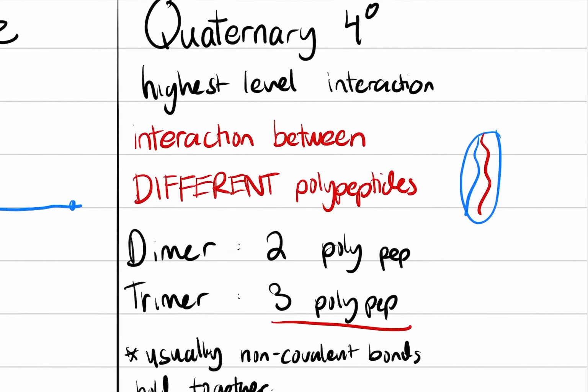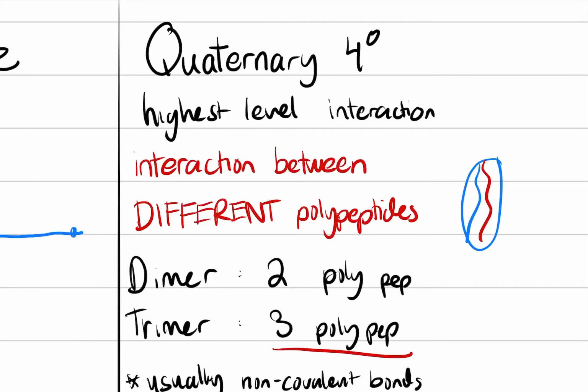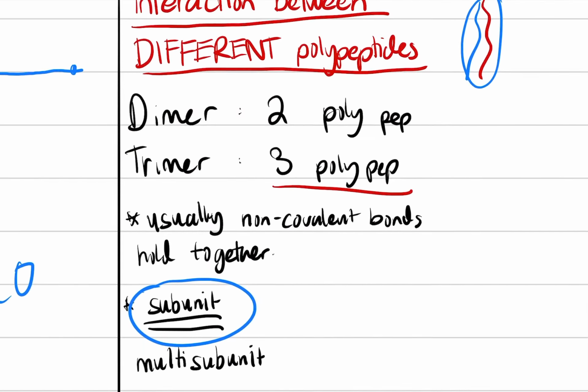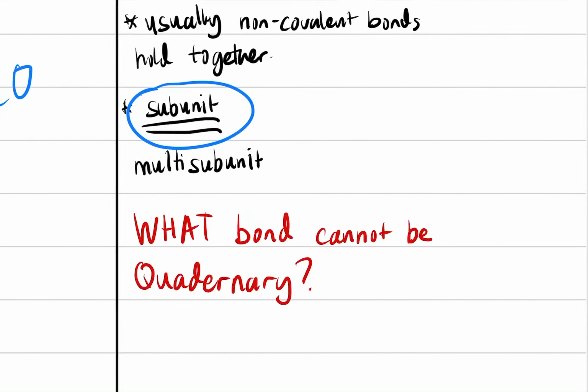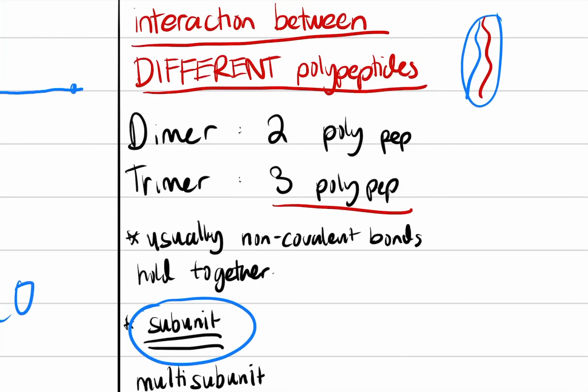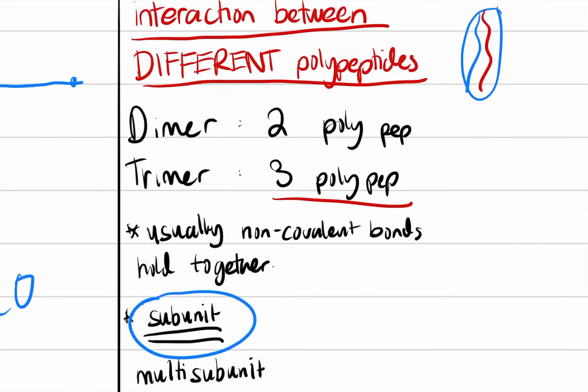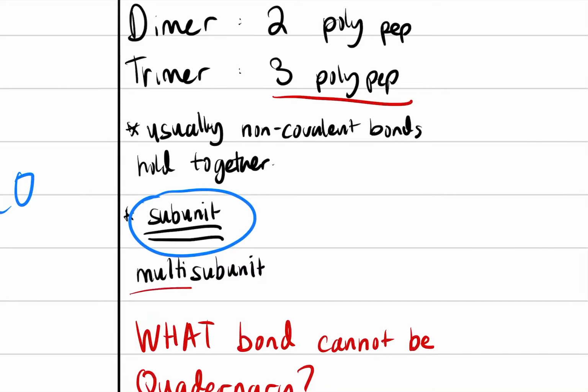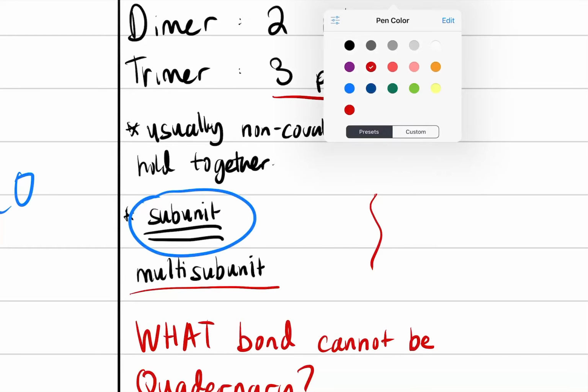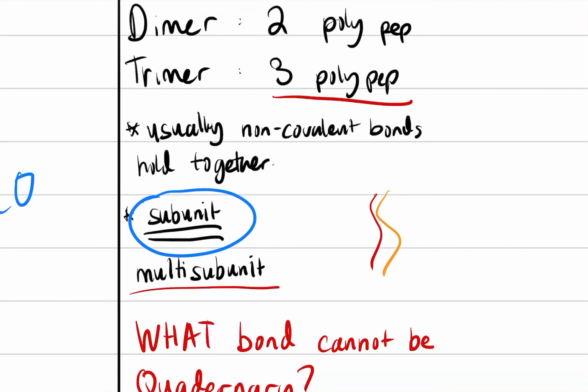So quaternary structures really are just interactions between different polypeptides. When we have different polypeptides interacting with one another, that is when we have quaternary structure. That is the key to understanding it. And multi-subunit just refers to individual polypeptides coming together to form one big structure, which is the quaternary structure.